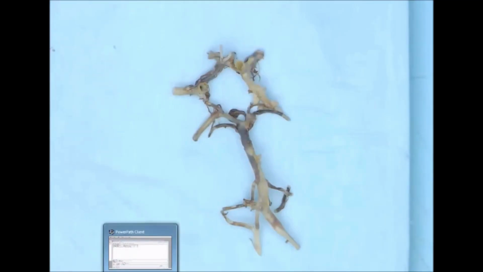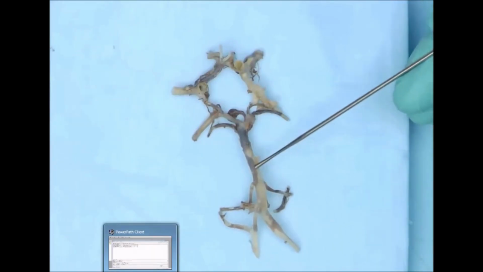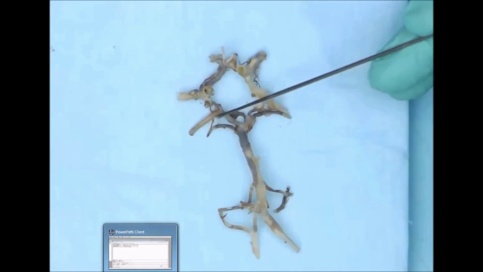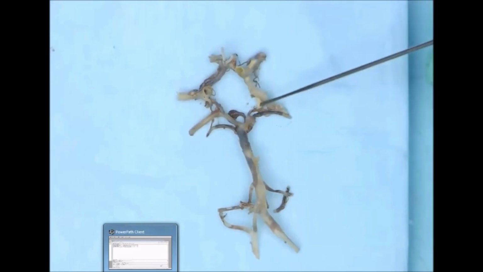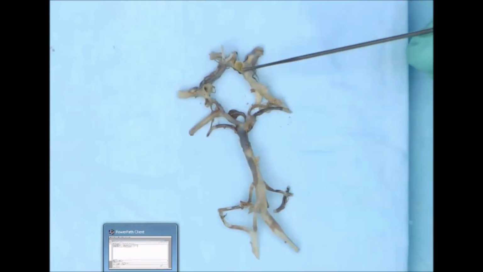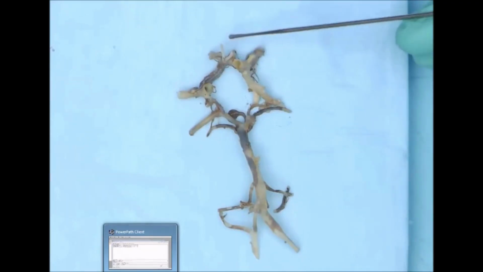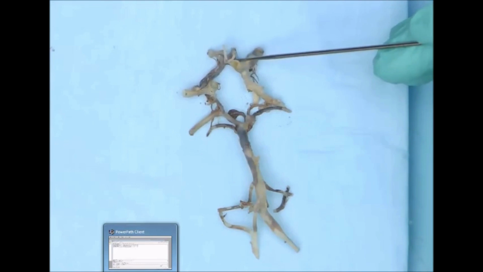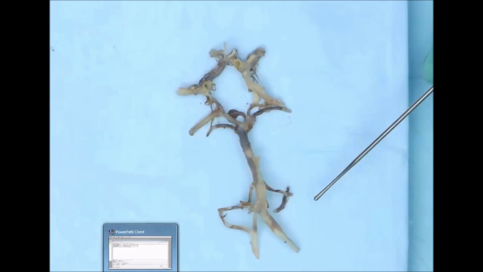Alright, so I've dissected out the circle of Willis and laid it out for you. It's a tedious dissection, but let's go through these again. Vertebral, basilar, posterior cerebral arteries, and you've got your posterior communicating. I've got a little bit of nerve here. These are internal carotids here. This is your anterior cerebral artery. And then, of course, up here you've got your anterior communicating right here. So now we're going to go ahead and go to the rest of the brain dissection.